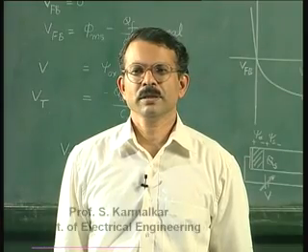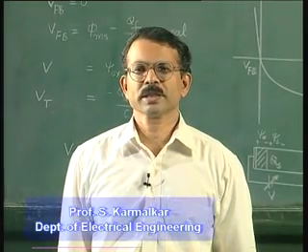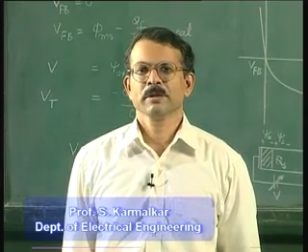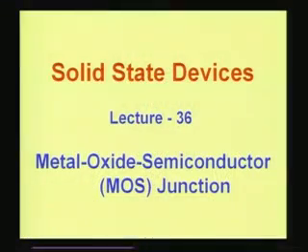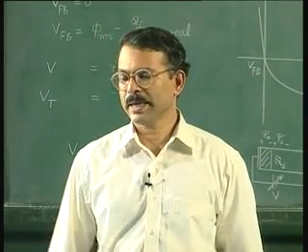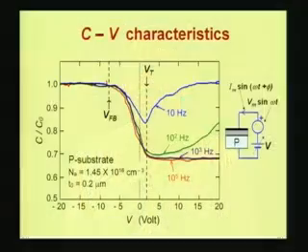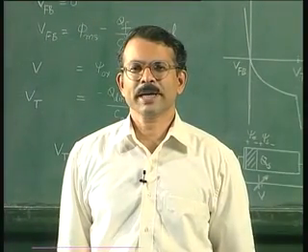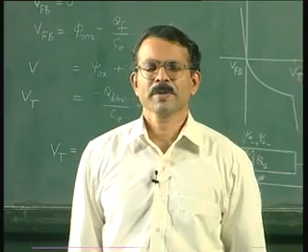In this lecture, we will continue the discussion on the MOS junction or capacitor. Let me remind you the target that is shown on the slide, that is explanation of the CV characteristics. So far we have discussed a number of ideas and concepts which will help us to explain these characteristics. Let us summarize what we achieved so far.